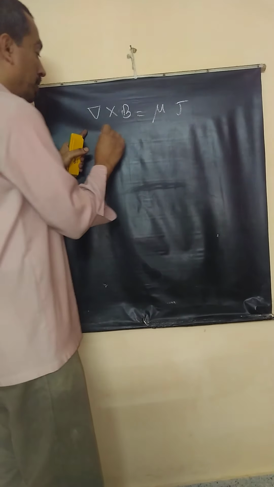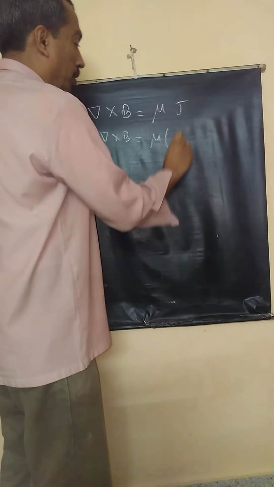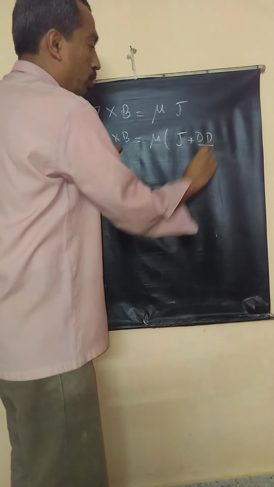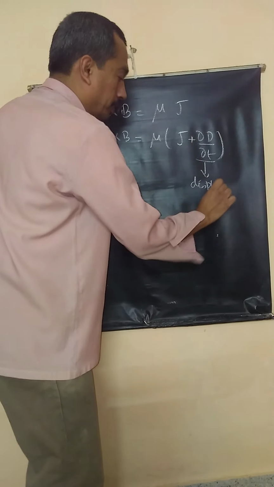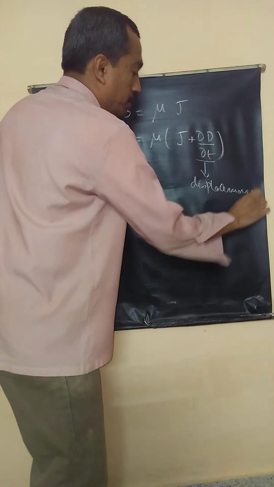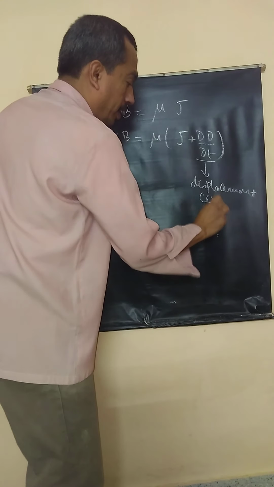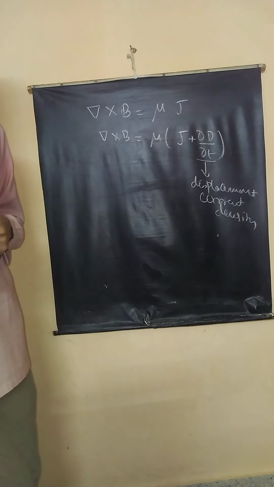This equation was modified as mu into right hand side term J was replaced by J plus dou D by dou T. This term is called displacement current density. This term is zero for a steady current circuit. What does this equation say? This is a universal law.